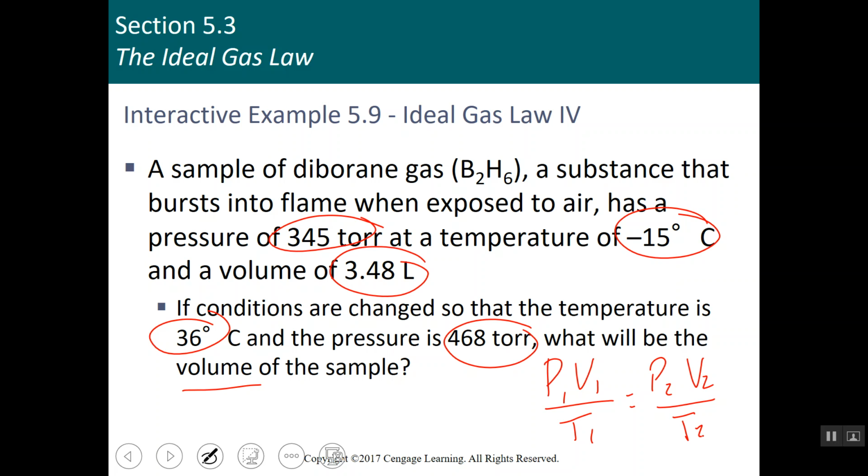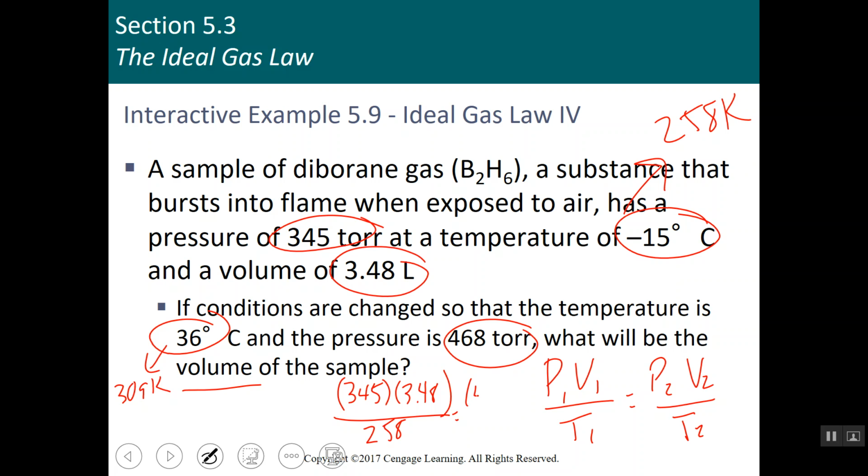So let's go ahead and change our temperatures. That negative 15 will be 258 Kelvin, and that 36 will be 309 Kelvin. And so let's plug them in. Our initial pressure, 345 torr. So see, we don't have to change any of our units. Volume is 3.48. Initial temperature 258 equal to 468. We're trying to solve for volume, and our second temperature is going to be 309.